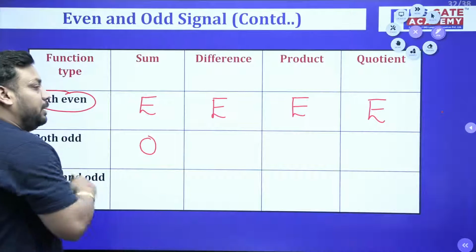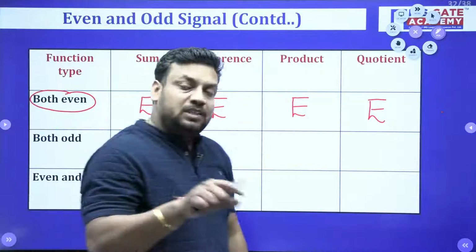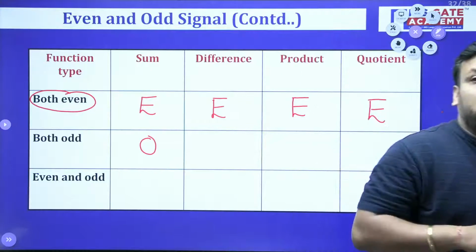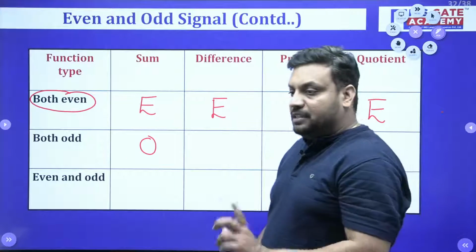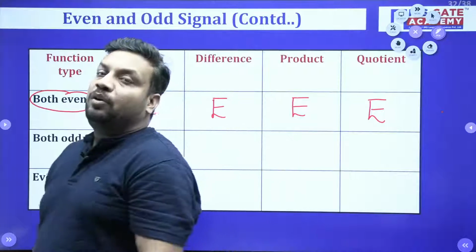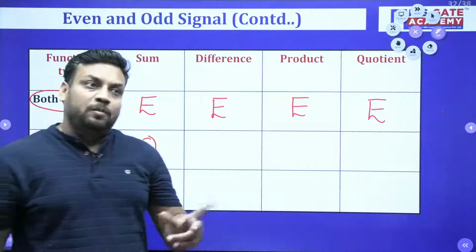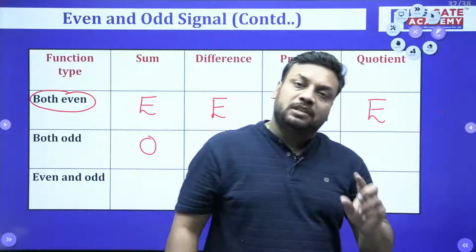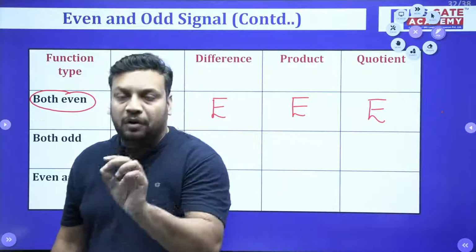Odd plus odd will become odd, sir. Because if one signal is t cube and the other is t to the power 5, the sum will ultimately become odd only. Some students are saying odd plus odd is even. No. Odd plus odd is odd only.